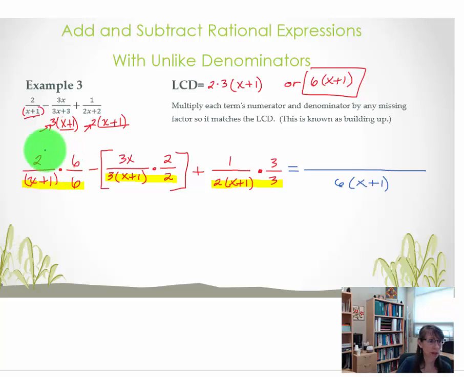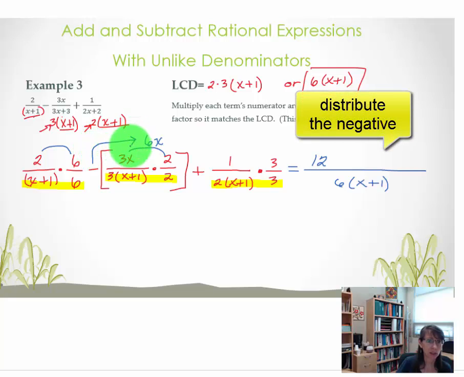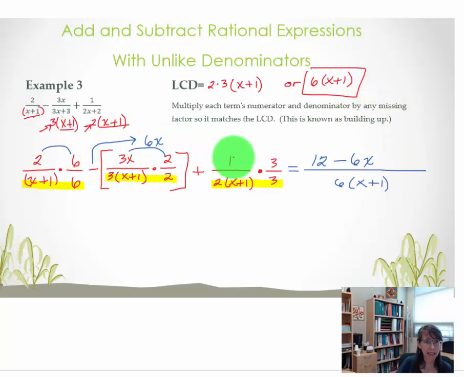Let's go back to the first term. 2 times 6 would be 12. So I'm simplifying that as 12. Inside the bracket, 3x times 2 makes 6x. However, we have this minus out in front, which tells us multiply negative by whatever is in the bracket. So that translates as minus 6x. So that's typically where mistakes occur, so you really want to watch out for subtraction. Last, 1 times 3. This is being added, so that's the addition of 3.